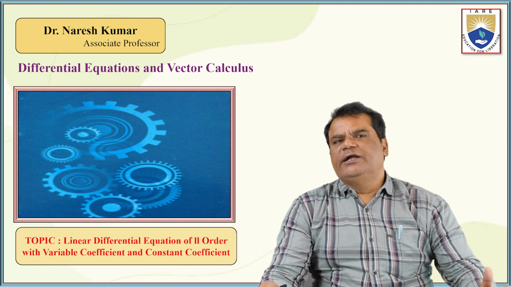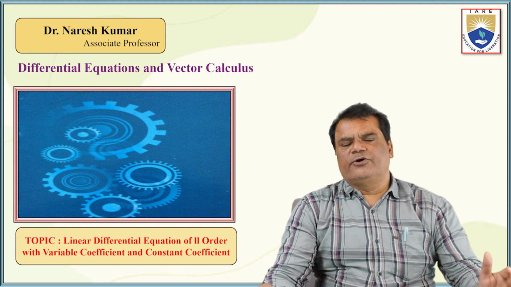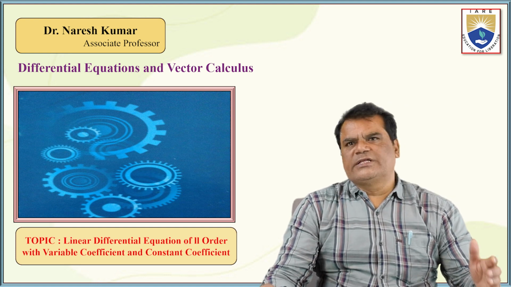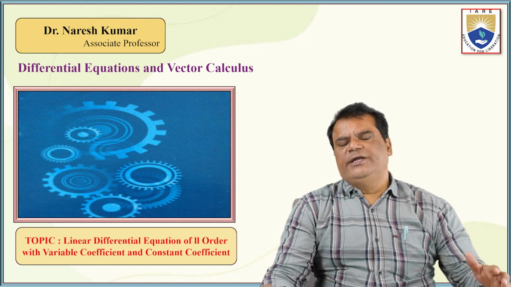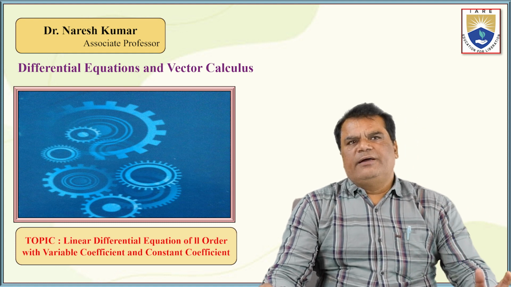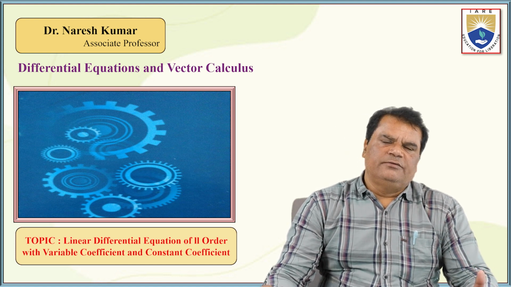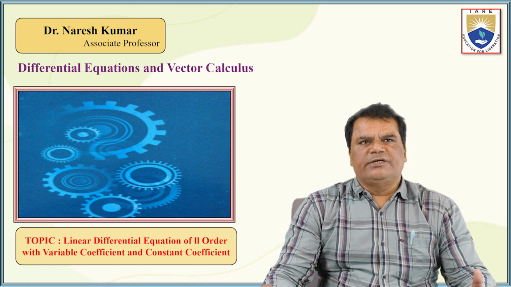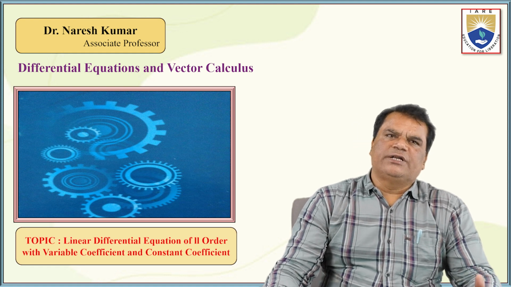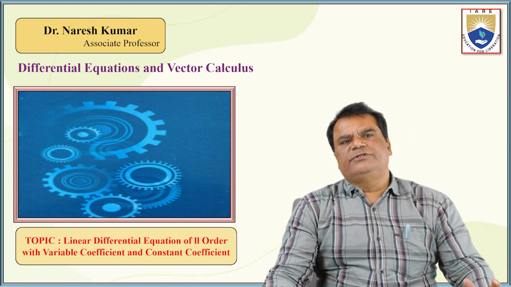We can solve a linear differential equation of second order with variable coefficient. We have discussed this topic in the last lecture in detail. And also linear differential equation of second order with constant coefficient. This topic we have also discussed in the last lectures. The variation of parameters method is very useful in differential equations to solve a linear differential equation of second order with variable coefficient and also with constant coefficient. So here we want to discuss this method.